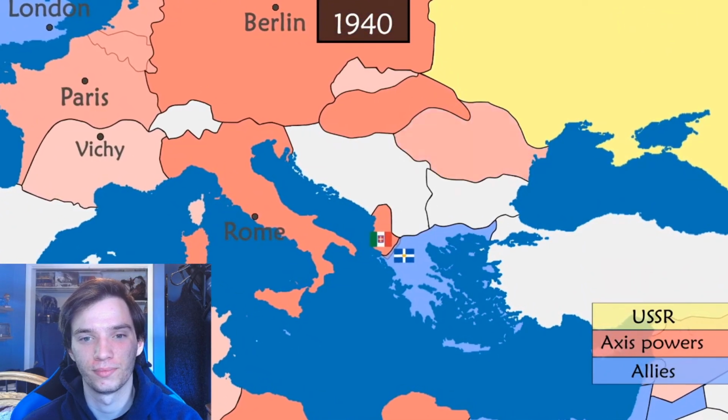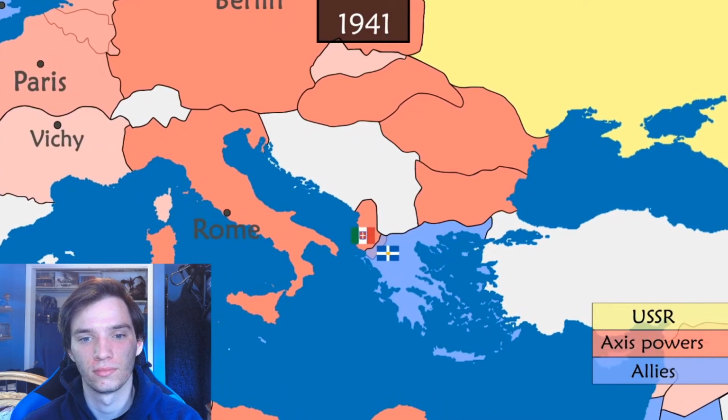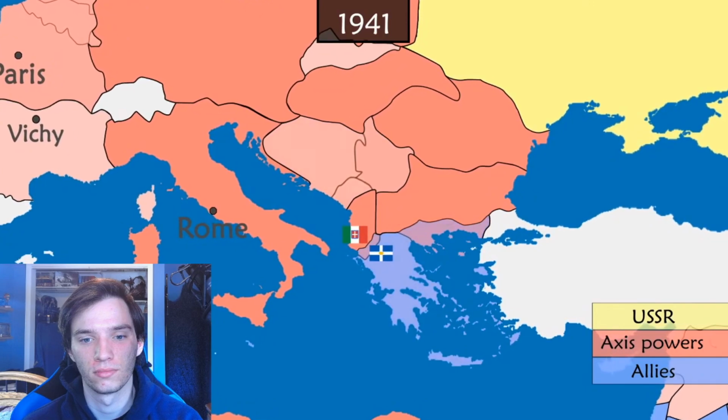accession of Hungary, Romania and Bulgaria to the Axis forces, the German armies head south to invade Yugoslavia and Greece.